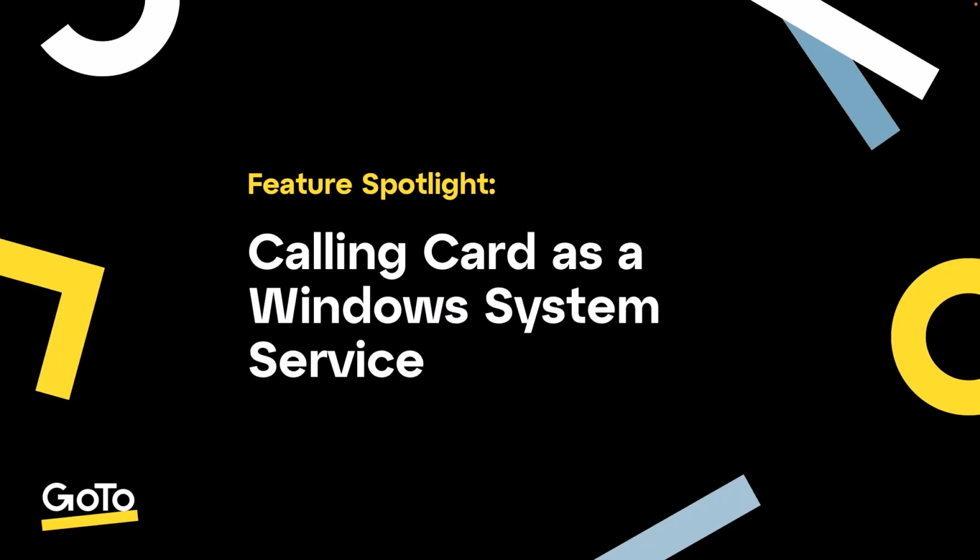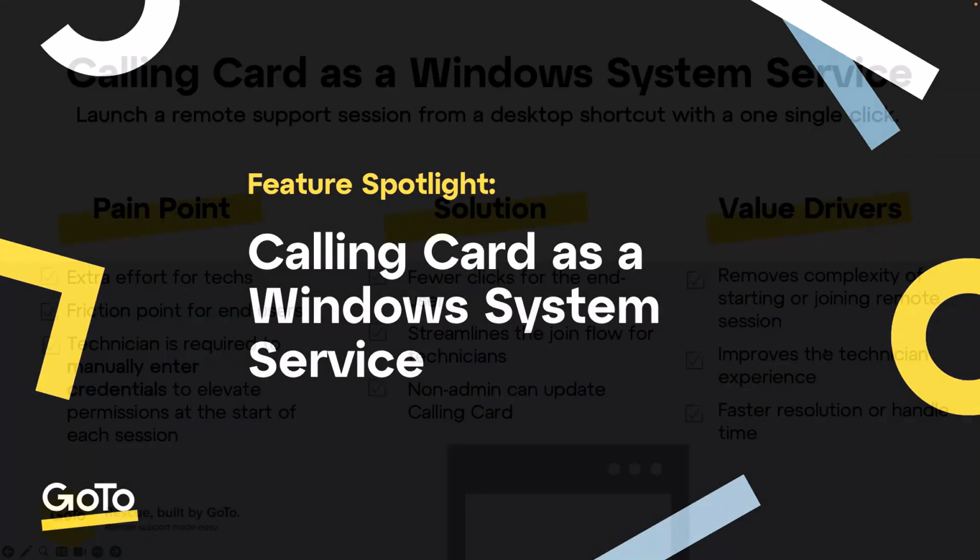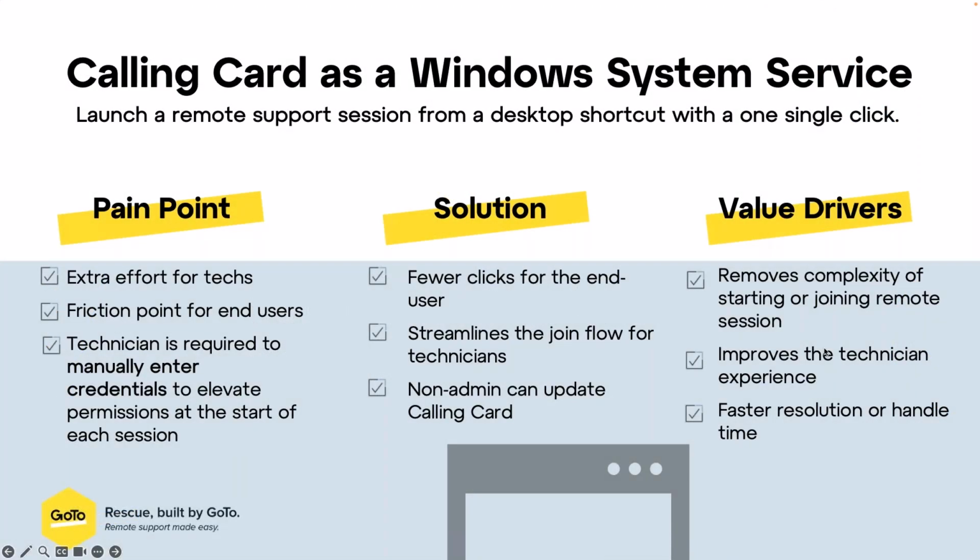It removes the clicks, and I'll illustrate this all for you very clearly, but it does make that process significantly easier. Really, the pain points that this specific feature, calling card as a Windows system service, resolves is a lot of extra effort for technicians, a lot of clicks for the end user, having to enter credentials, having to click OK on UAC prompts. That friction is a negative piece, and most organizations think that that's just the way it is, but we have helped solve for that. And obviously, the biggest pain point is that the technician has to manually enter credentials in order to elevate permissions at the start of every single remote access session.